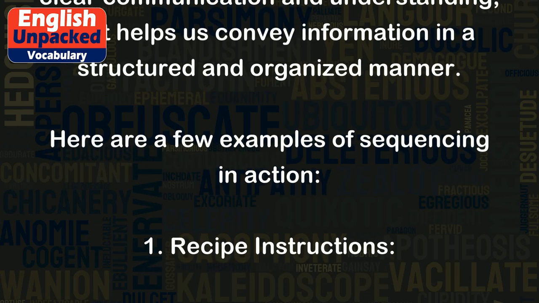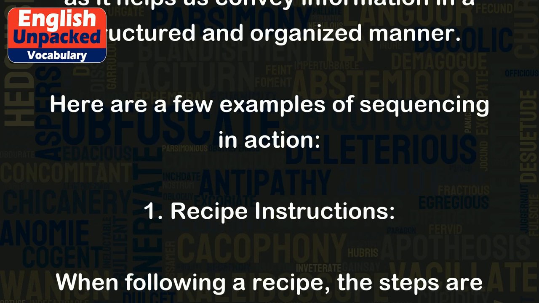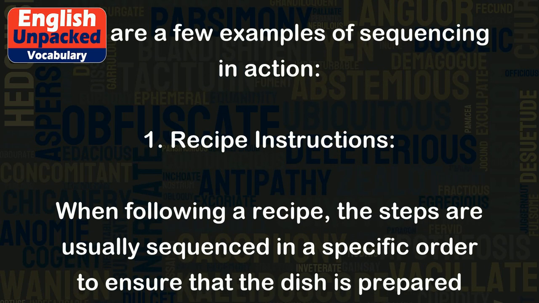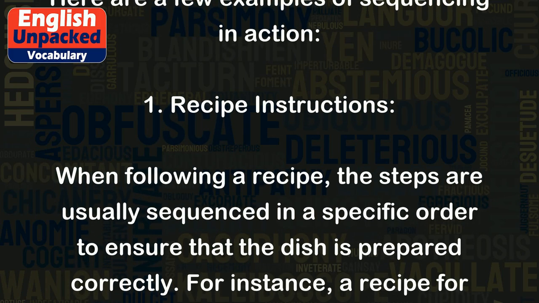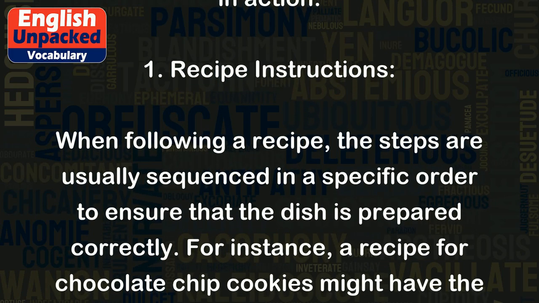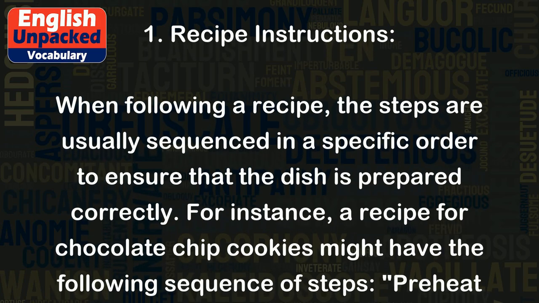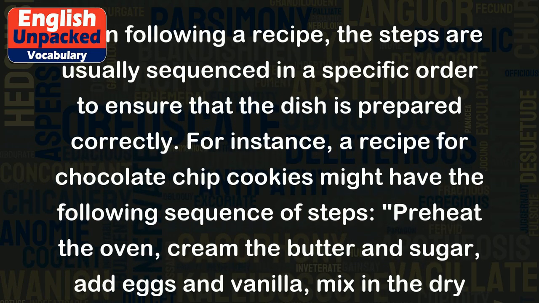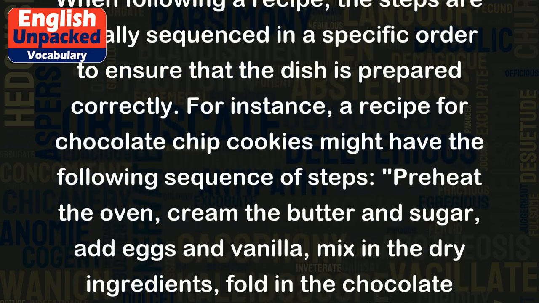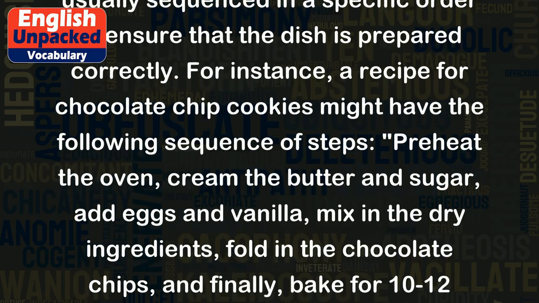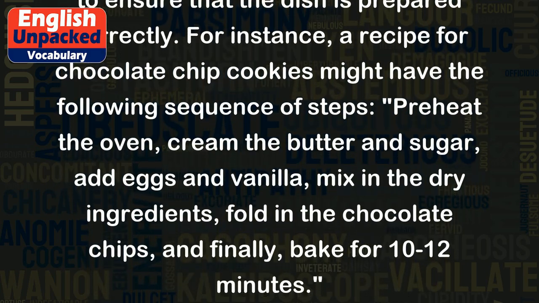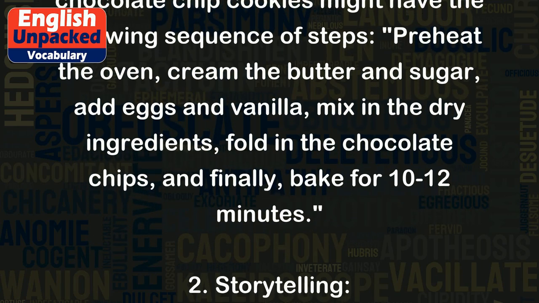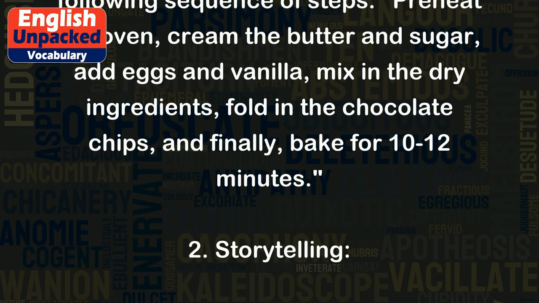1. Recipe instructions. When following a recipe, the steps are usually sequenced in a specific order to ensure that the dish is prepared correctly. For instance, a recipe for chocolate chip cookies might have the following sequence of steps. Preheat the oven, cream the butter and sugar, add eggs and vanilla, mix in the dry ingredients, fold in the chocolate chips, and finally, bake for 10 to 12 minutes.